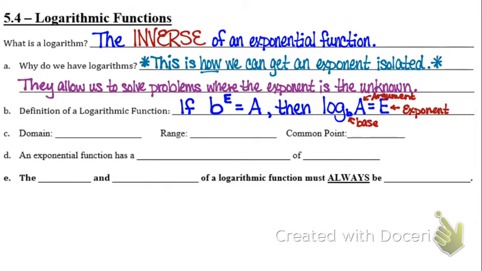Domain and range are flipped from our exponential functions. So our domain is going to be from h to infinity, or if we've been reflected, it could be from negative infinity to h. So for the parent, that would be from 0 to infinity.